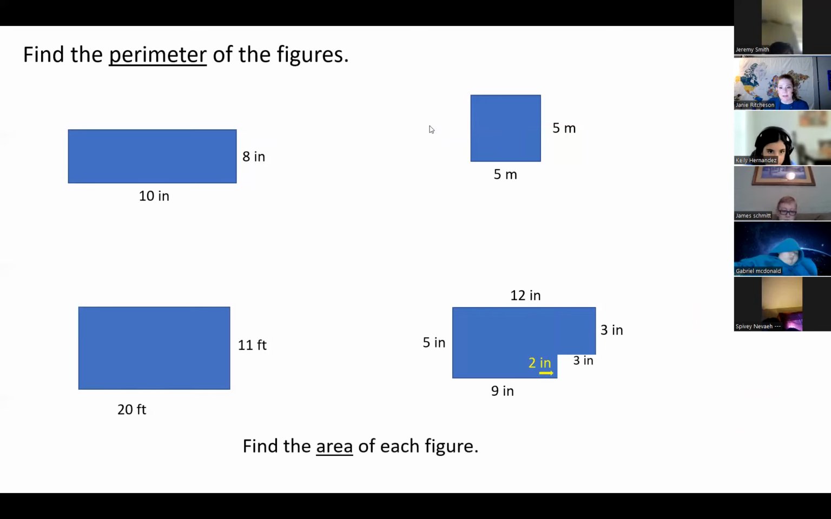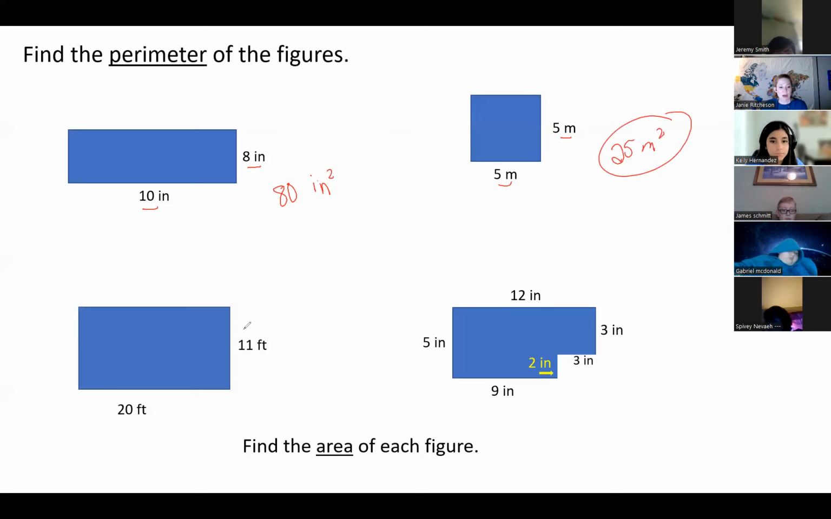Oh, now it tells me to find the area of each figure. So to find the area of each figure, we're just going to multiply, right? So the first one, we're going to multiply 8 times 10, and we get 80 inches squared. 80 inches squared. What about this one? What would be the area of this square? Good, Luke. Good, Kaylee. Now we're multiplying. We're not adding. We're multiplying. Good, Kaylee. Good, Karen. So 5 meters times 5 meters is 25 meters squared.